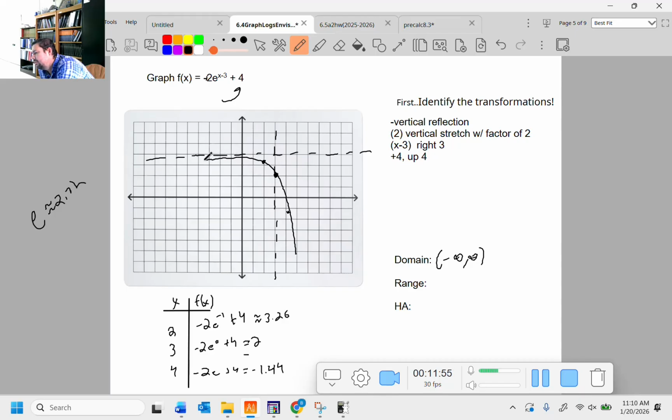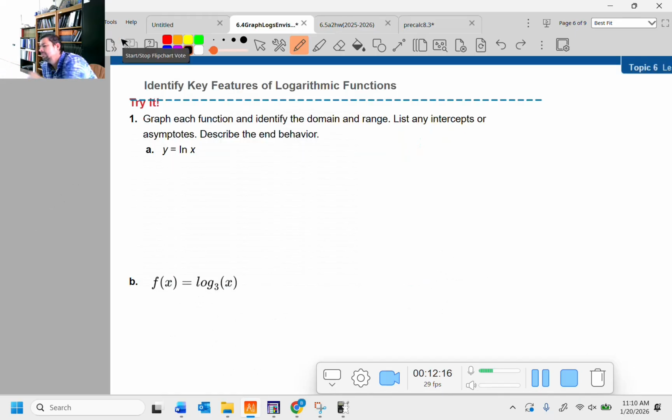And this is why I held off on writing the range. Because when we talk about range, the y values, we talk about the small y value followed by the high y value. So the small y value is negative infinity, and the high y value is just redonkulously close to 4, but it never hits 4. Horizontal asymptote was still y equals 4, the line that I did not cross.